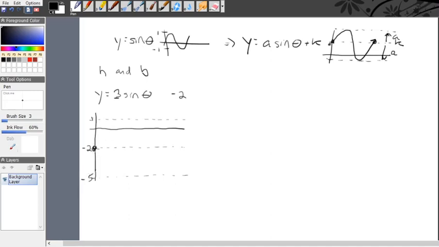Starting at 0, which has been transformed down 2, and going up to the maximum, back to 0, down to the minimum, back to 0, and then off around my second circle. Again, notice that this was 3, and this was 3. Well, let's plug in an H value. Let's plug in a horizontal shift.